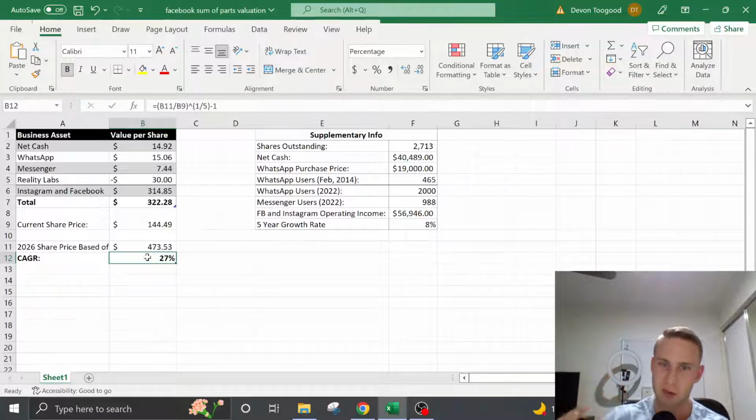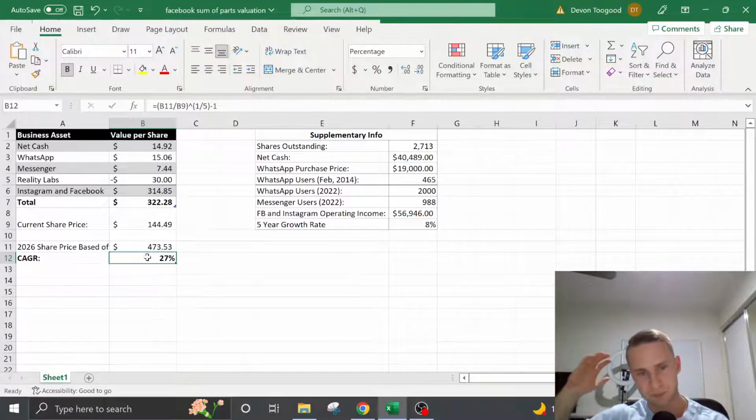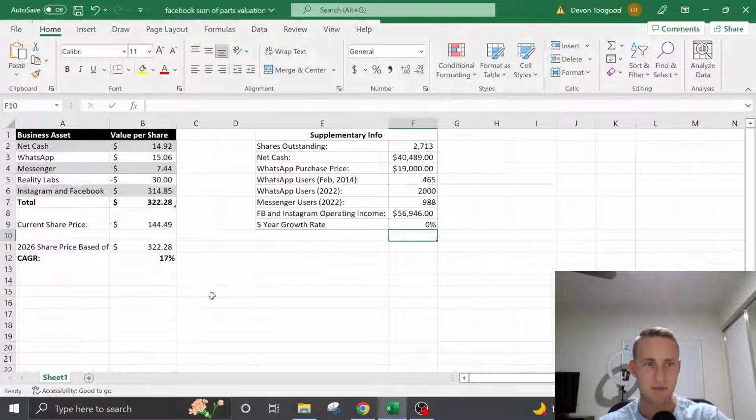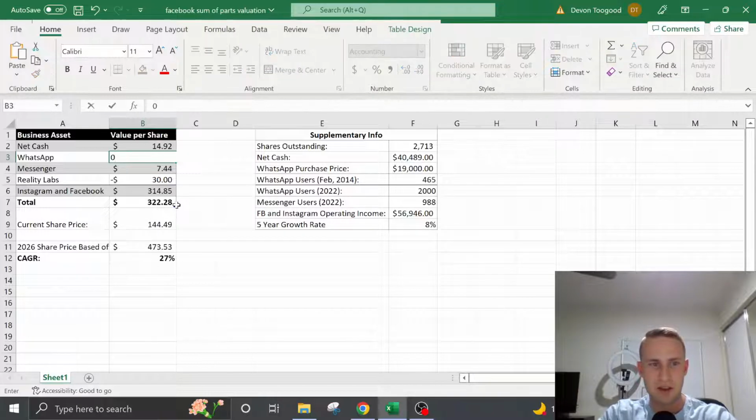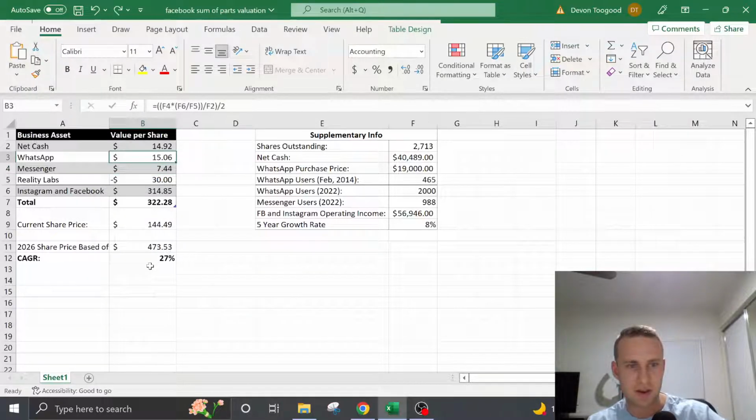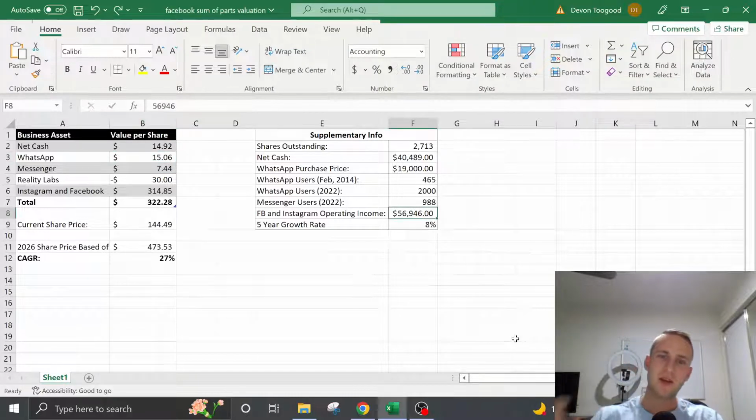Based off this model, it seems very attractive. Is it possible that Facebook grows at 0%? I think it's quite unlikely, but let's say they did. You're looking at a 17% return. What if you think WhatsApp and Messenger are useless and not worth anything? It doesn't really matter all that much. You're still looking at a 25% return in this scenario. What if you think they had a big 2021, and the operating income for Facebook and Instagram is too high going forward? In my opinion, at worst, it should stay around this level.